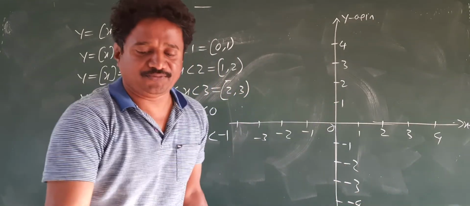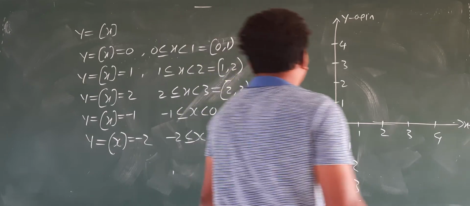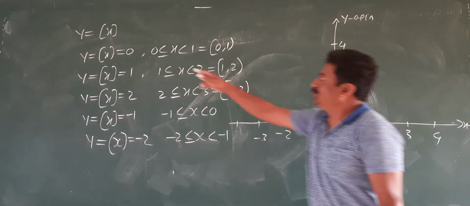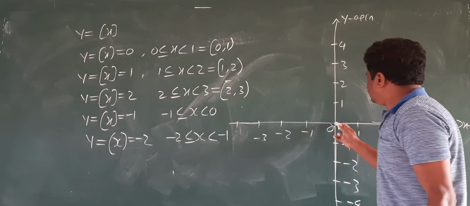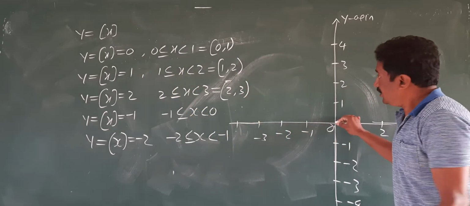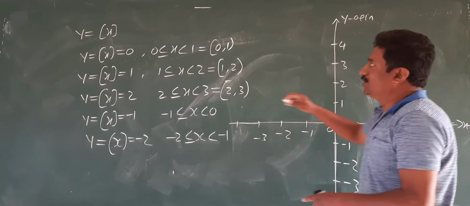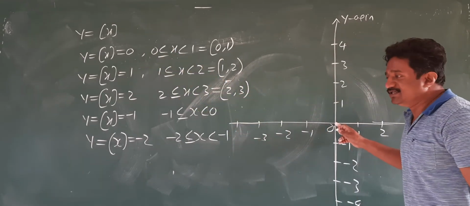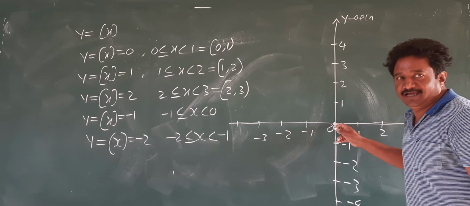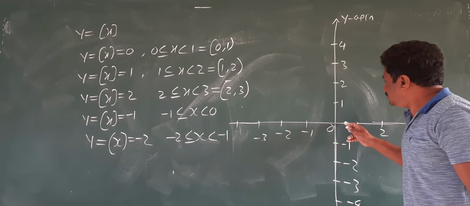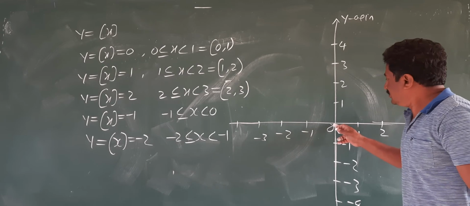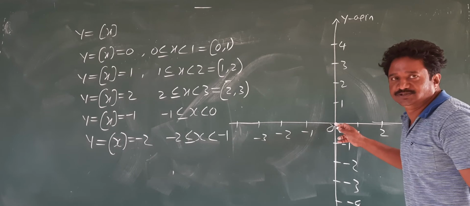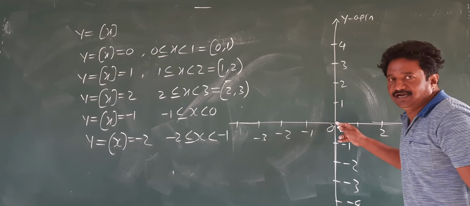Let us draw the graph. Notice, if x is 0.1, it is related to 0. Start from here. If x is 0, y is 0. Look carefully and you will understand. If x is 0.1, again it is related to 0. If x is 0.5, y is 0. If x is 0.9, it is related to 0.